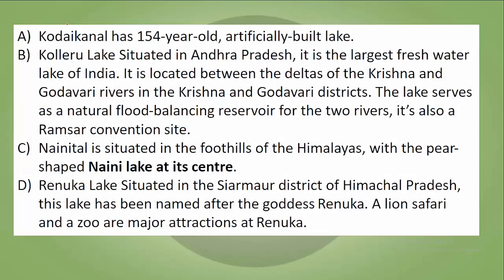Why is it A? Because Kodai Canal is a 154-year-old artificially built lake. The other lakes, like Kolleru Lake, are situated in Andhra Pradesh. It is the largest freshwater lake of India, located between the deltas of the Krishna and Godavari rivers in the Krishna Godavari district. The lake serves as a natural flood balancing reservoir for the two rivers. Nainital is situated at the foothills of the Himalayas with the pear-shaped Naini Lake at the center. It is also a tourist site, so it's not artificial. Then Renuka Lake is situated in Sirmaur district of Himachal Pradesh.